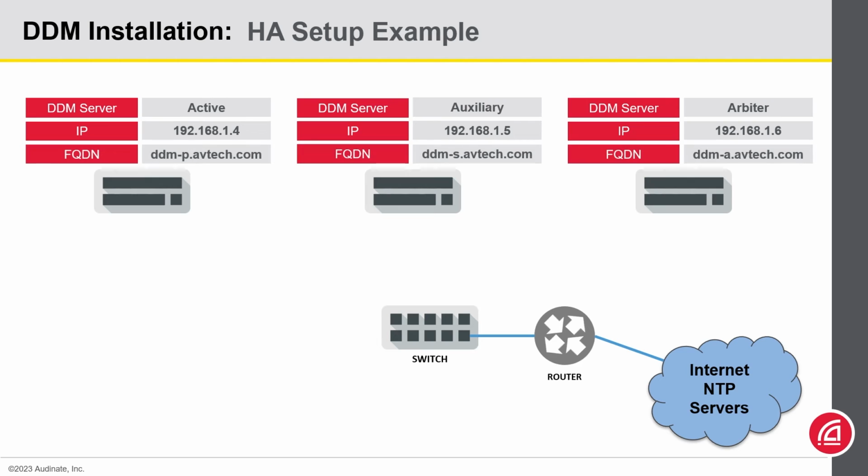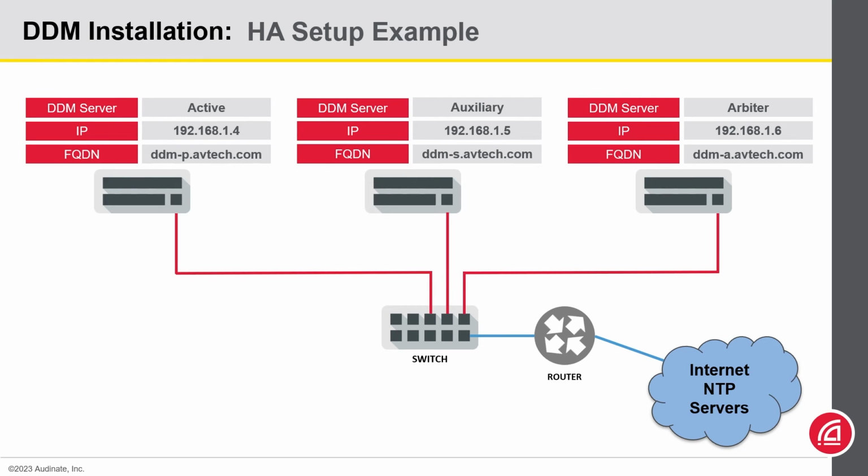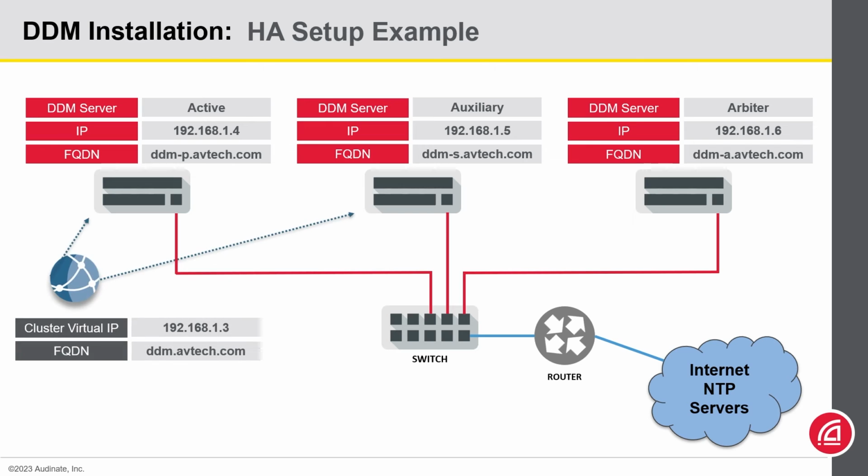Then we set a fully qualified domain name for each one, and then the cluster gets a virtual IP address and a virtual domain name, which is what the devices are registering with when they are enrolled into domains. So, they are not actually registering with the active or the auxiliary server. They are registering with this virtual IP address.